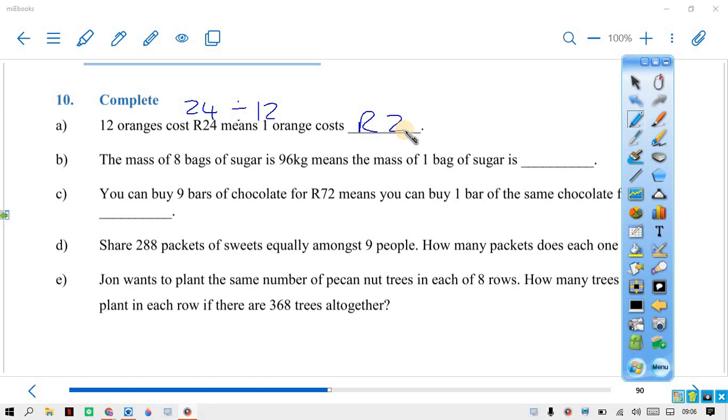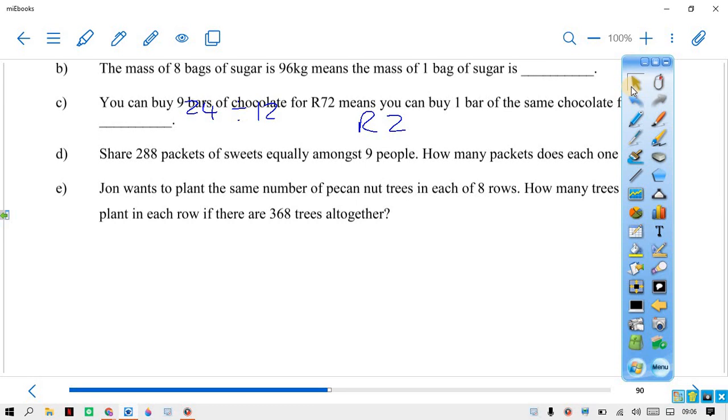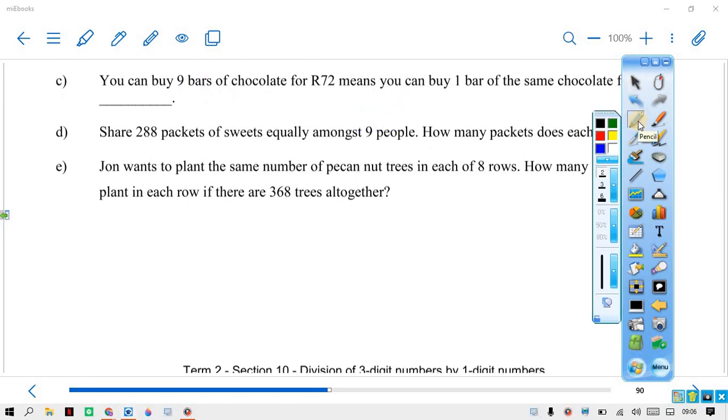Okay. Let me do E with you. John wants to plant the same number of pecan trees in each of the 8 rows. How many trees must he plant in each row if there are 368 trees altogether? So I'm going to work this out here. Now, in your practice books, right at the bottom corner, do you see there's E and then there are blank lines right at the bottom there? That's where you're going to write the answer. So write with me. As you see me writing, write with me.